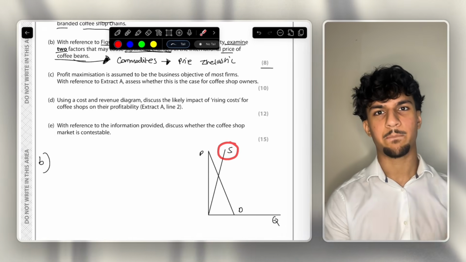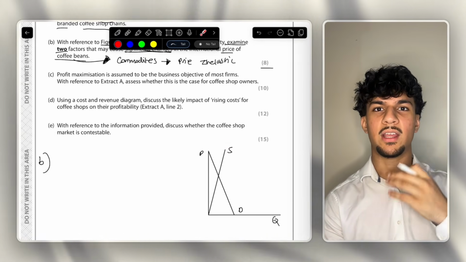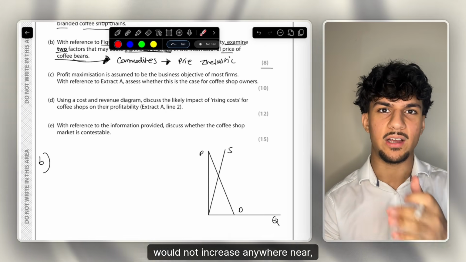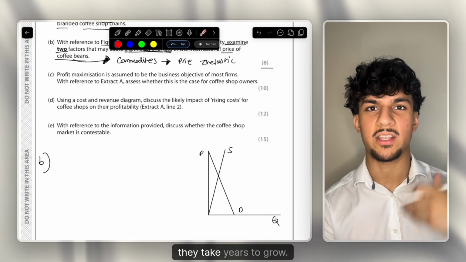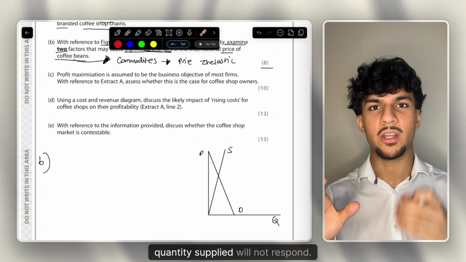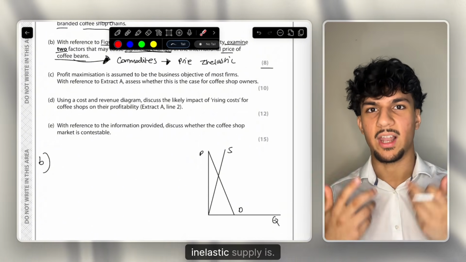Let's start with supply. If the price of coffee increased massively, the supply of coffee in that moment of time, or in the next few years, would not increase anywhere near as proportionally. Why? Since coffee beans, for example, take years to grow. So even though prices are increasing, quantity supplied will not respond. Therefore, that exactly shows what inelastic supply is.